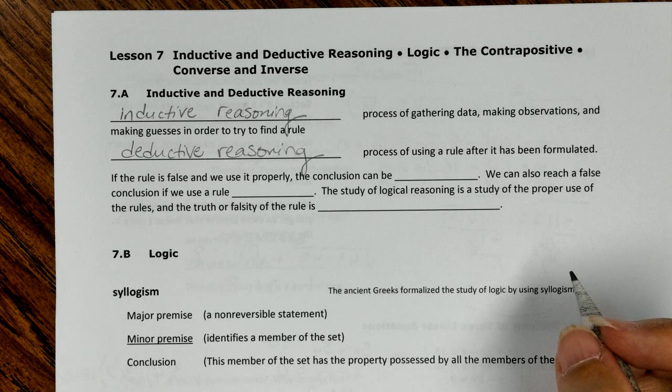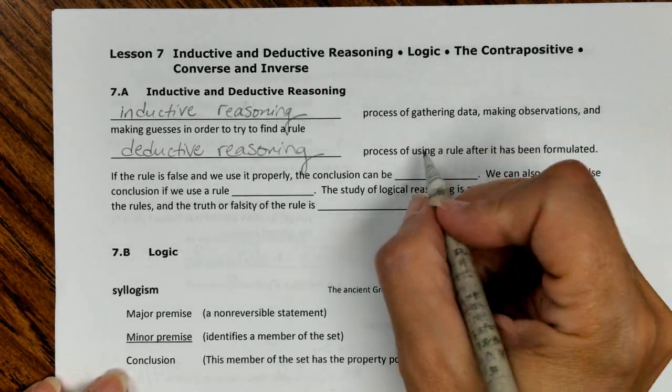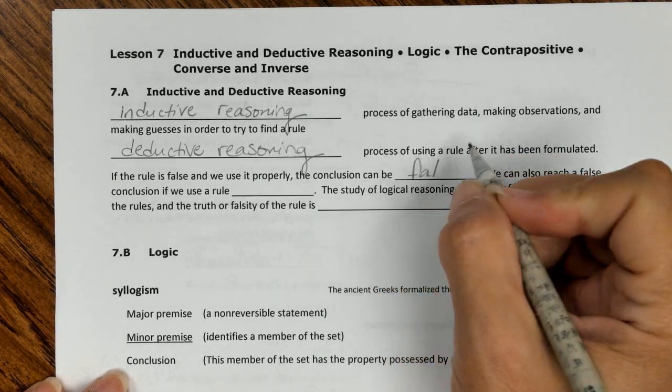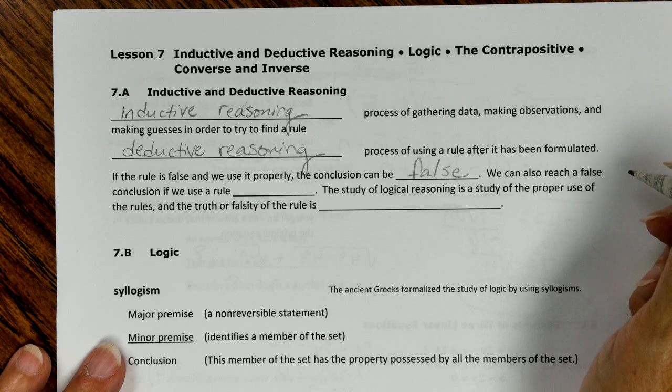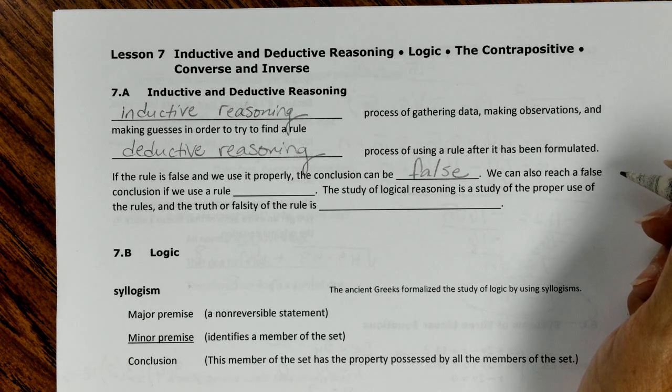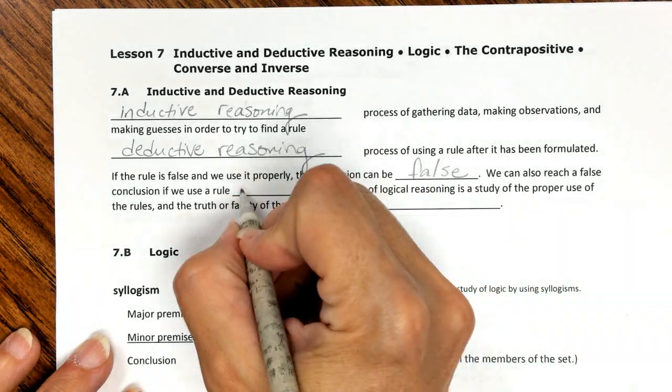If the rule is false and we use the rule properly, the conclusion can be false because you started out with something false. We can also reach a false conclusion if we use a rule improperly.